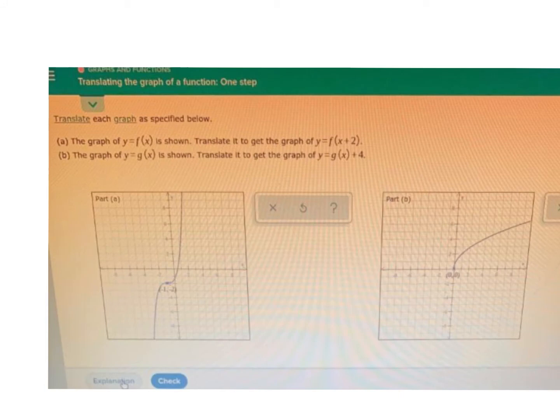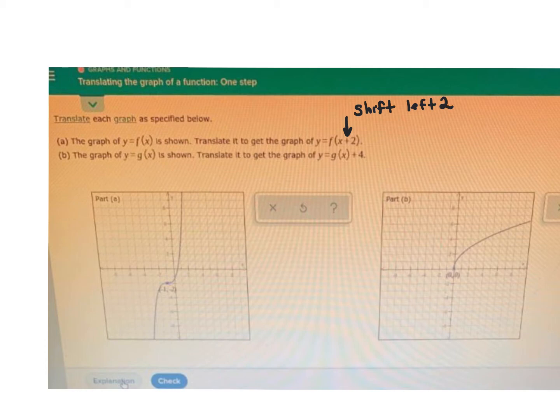Okay, so in these graphs, we're trying to transform the given function into the new function by these equations up here. Now, the big thing to remember is if you have something changing on the inside like this one, that's going to be a horizontal move left or right, and it's always the opposite of the sign. So this is actually going to be a shift to the left of 2.